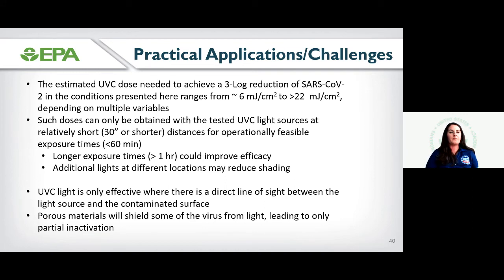And so another thing that's really important to keep in mind is that UVC light is only going to be effective where the light can actually impact the viruses on the material. So there has to be a direct line of sight between the light source and where the contamination is. We also saw that porous materials, or especially materials like the bus seat fabric or carpet that have a lot of texture will tend to shield the virus from light. And so the disinfection on those particular surfaces will be less effective with UVC light.